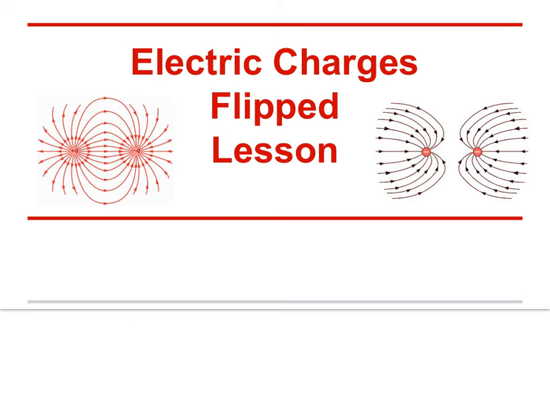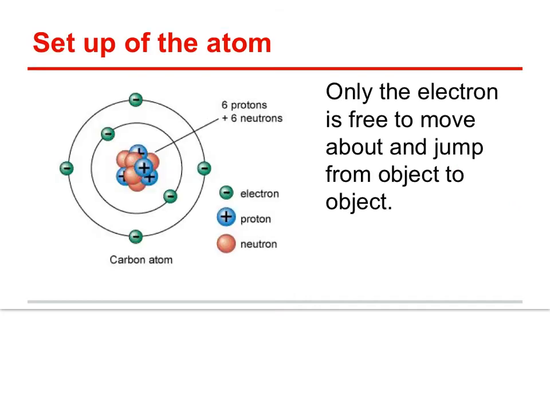Today I'll be going over electric charges. As a reminder, in our setup of the atom, we have our protons and neutrons in the center, and then we have electrons on the outside. Our electrons are the only particle that are free to jump from our atom to the outside.